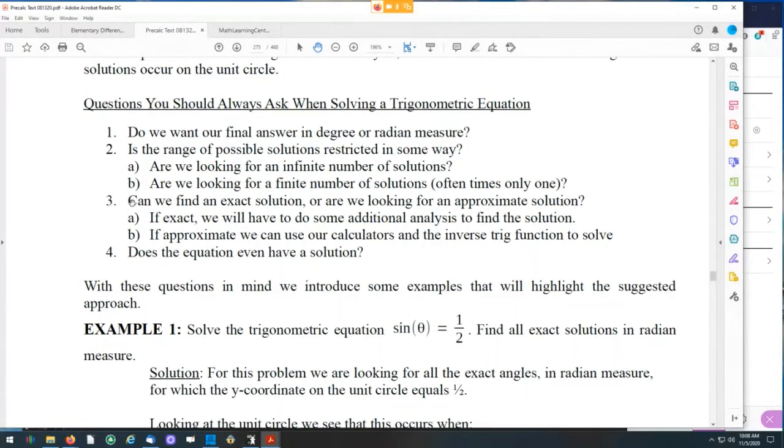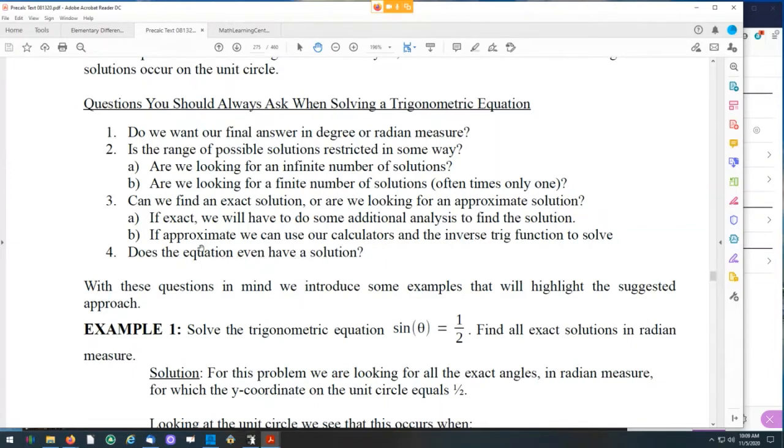If exact, we'll have to do some additional analysis to find the solution. I usually go to the unit circle. And there's a cheater's way around it. If it comes up, I'll show you the cheater's way around that. It's a shortcut. But I like the unit circle to kind of give me the indication of the exact solution. Now, if it's approximate, we can use our calculators and the inverse trig function to solve.